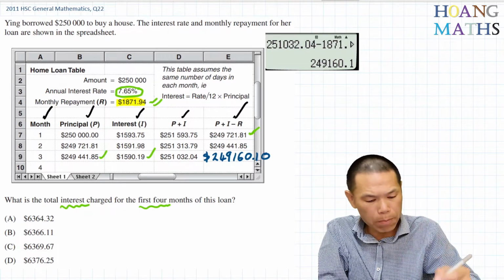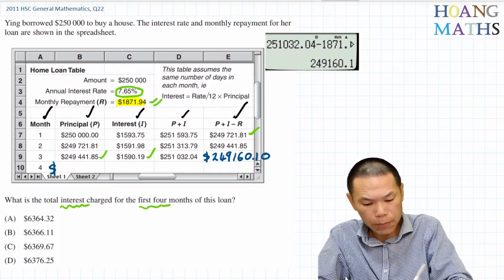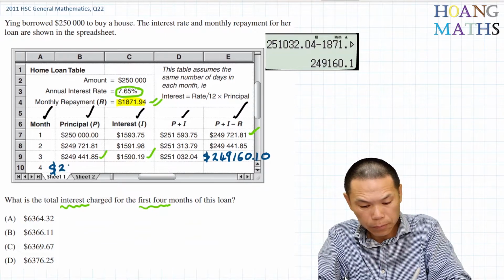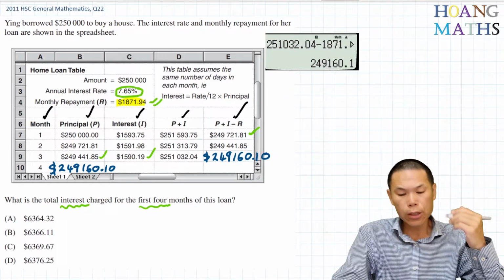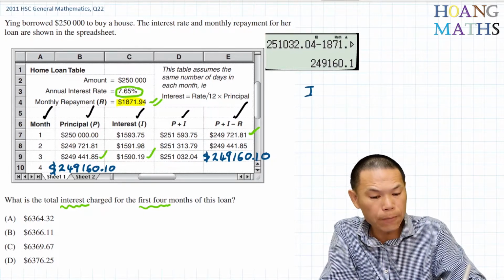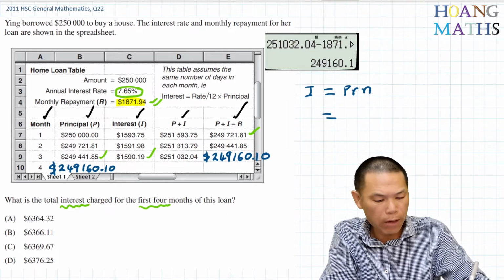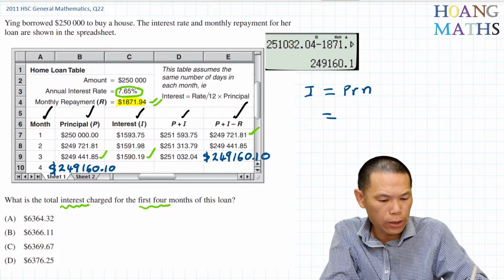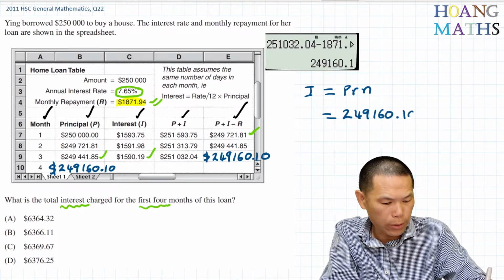So therefore, at the beginning of the fourth month, the amount is the same as the end of the third month. So we just write this down. And to work out the interest, I is equal to PRN. The P is the amount that she owed. So that is $249,160.10, doesn't matter.